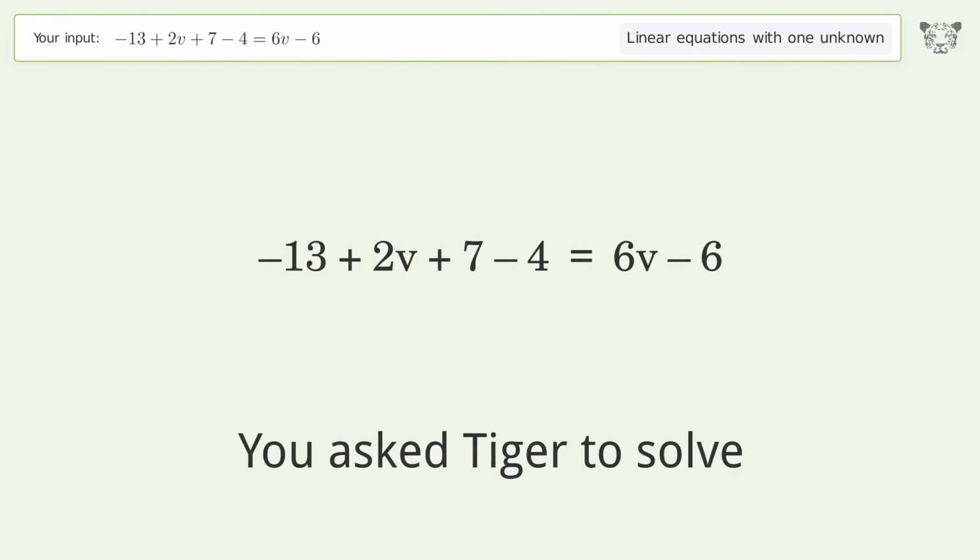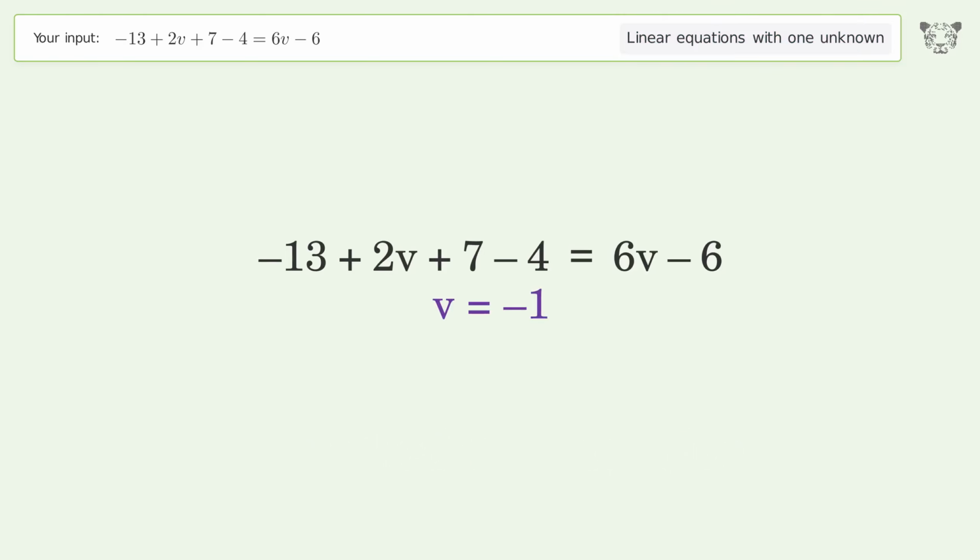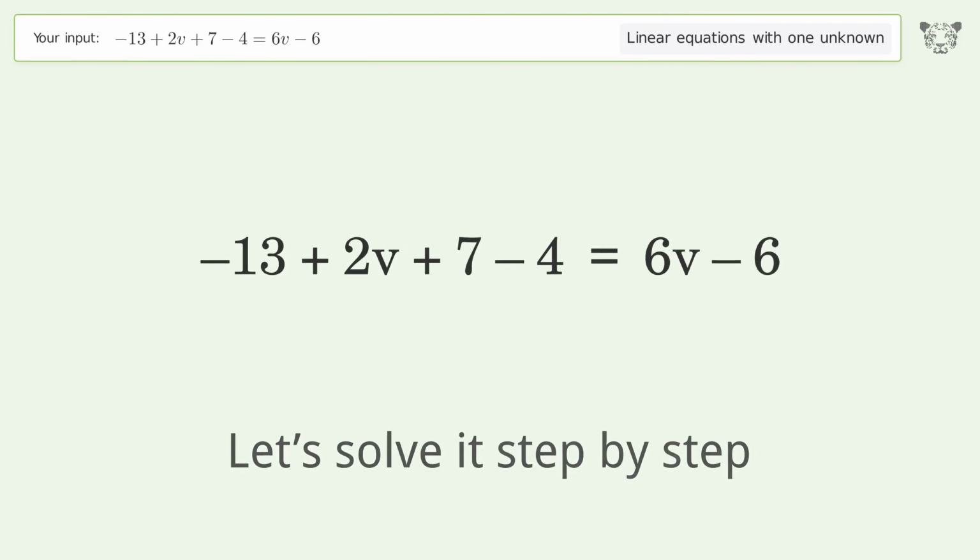You ask Tiger to solve. This deals with linear equations with one unknown. The final result is v equals -1. Let's solve it step by step.